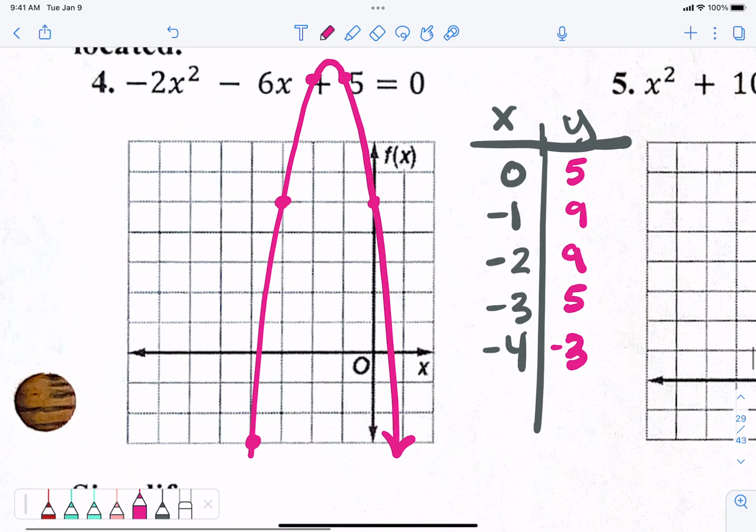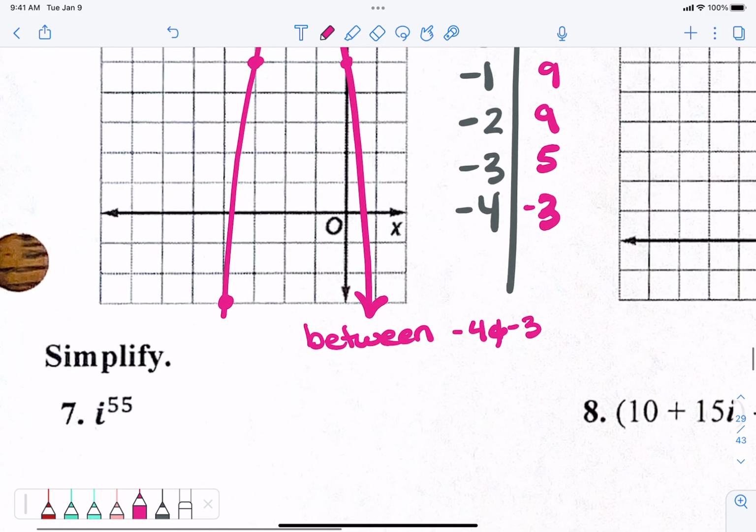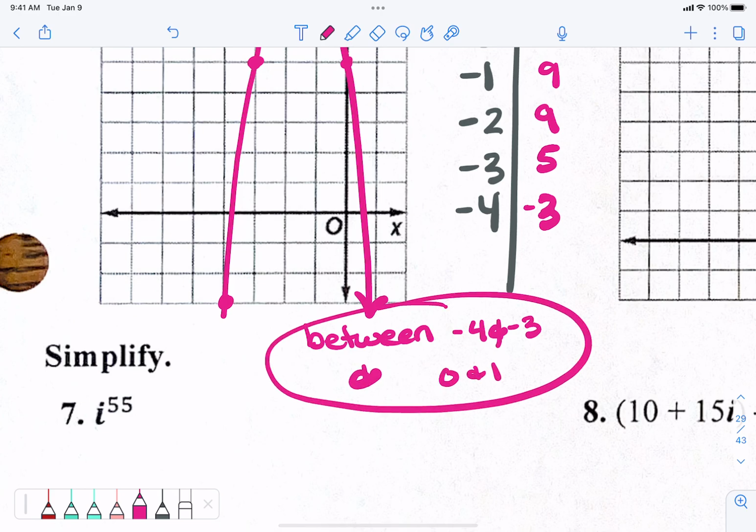And it says, does this one have exact roots? Exact zeros? No, they are between. Oh, I remember this now. I think I drew it wrong. Yeah, between -4 and -3. And between 0 and 1, I believe. Those two are my zeros.